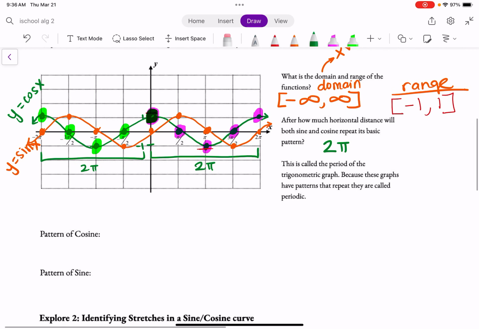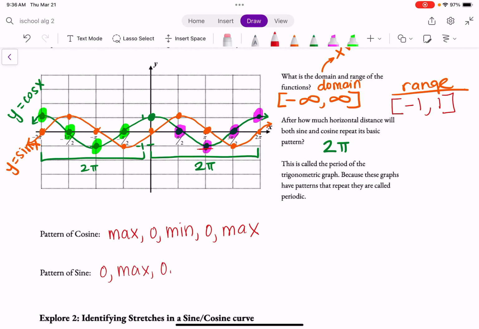And so the way to differentiate between cosine and sine is you kind of just have to be aware of the patterns. So I'm going to write out the patterns and then I'll show you why these patterns are. So the pattern for cosine is max, 0, min, 0, max. And the pattern for sine is 0, max, 0, min, 0.